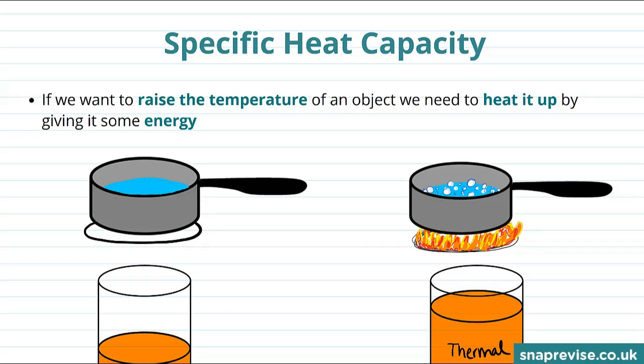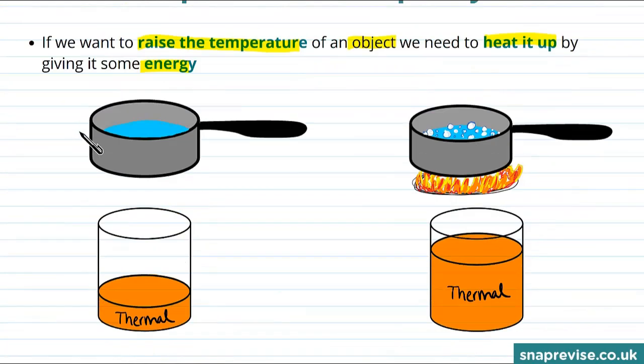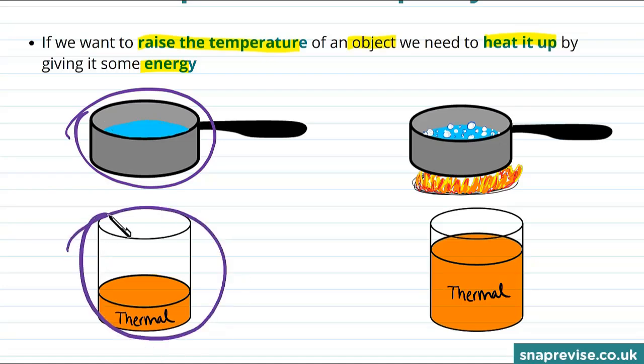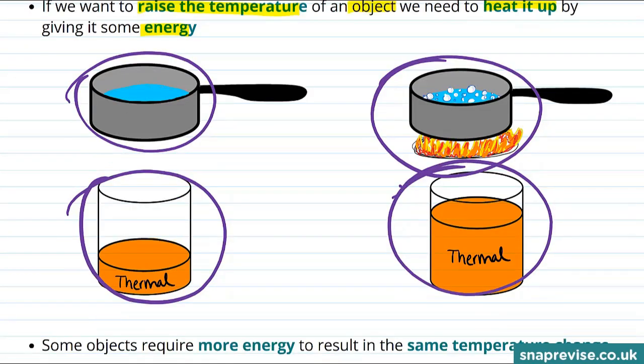To start with, if we want to raise the temperature of an object, then we know we need to heat it up by giving it some energy. For example, if we were to start with a pan of water that had very little energy in its thermal energy store, and we wanted to raise its temperature to the point where it was starting to bubble, then we would need to put some energy in its thermal energy store. Now it turns out that if I wanted to do this whole thing to some other liquid, let's say for example milk, then it might actually take a different amount of energy.